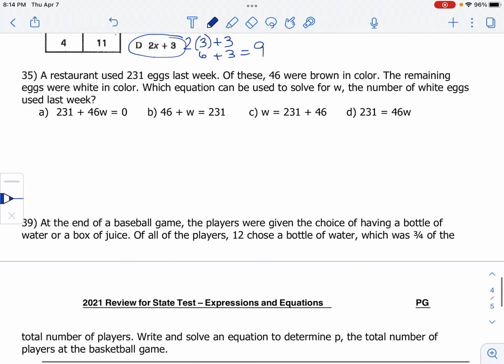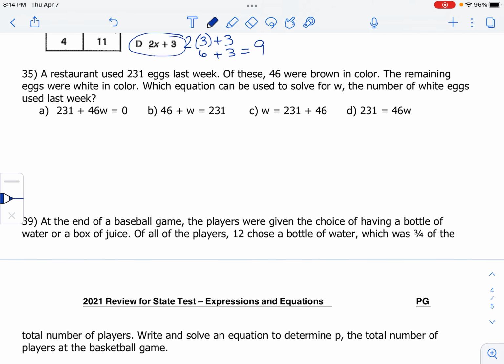Number 35, a restaurant used 231 eggs last week. Of those, 46 were brown in color. The remaining eggs were white in color. Which equation can be used to solve for W, the number of white eggs used last week? All right, so we know 231, I'm just going to jot this out. That's all the eggs. Has to equal the brown eggs plus the white eggs, right? We know 46 of them were brown, and we don't know how many white eggs there are.